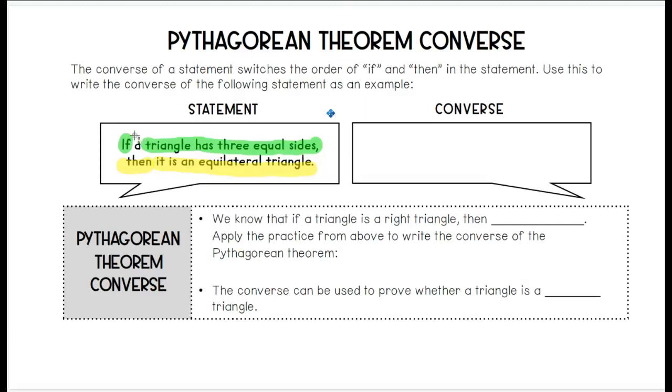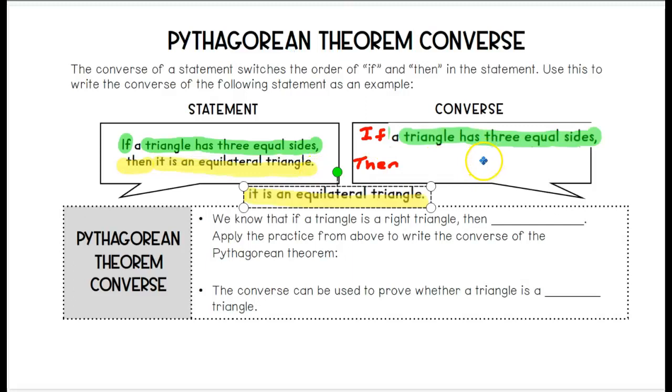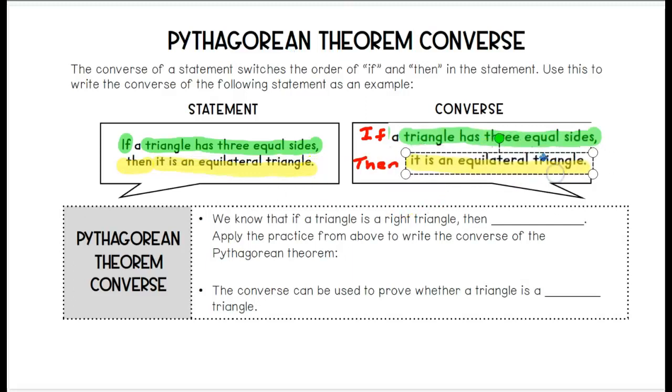We take this first part, if a triangle has 3 sides, and put that as our if statement. If a triangle has 3 sides, then it is an equilateral triangle. And that's basically all we're doing when we take the converse of a statement. We take the hypothesis, the if part, and swap it with the then part.